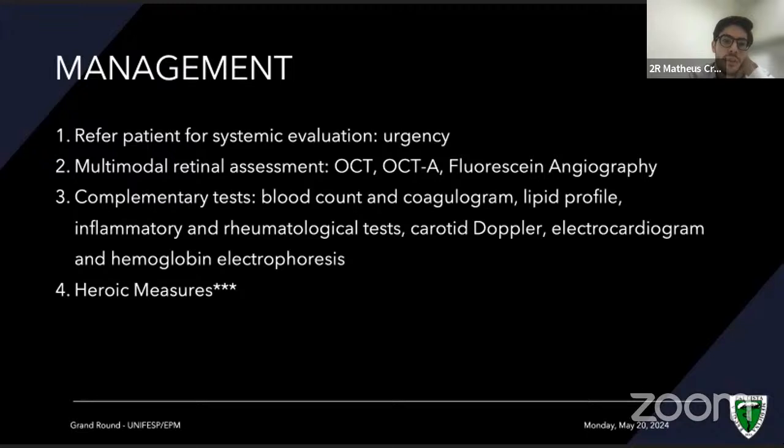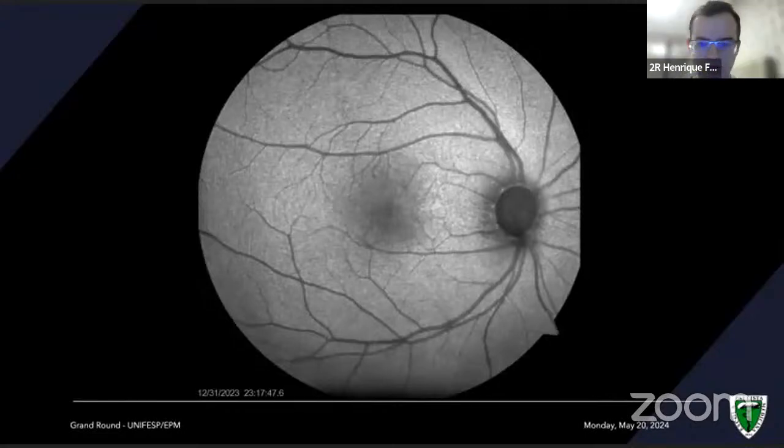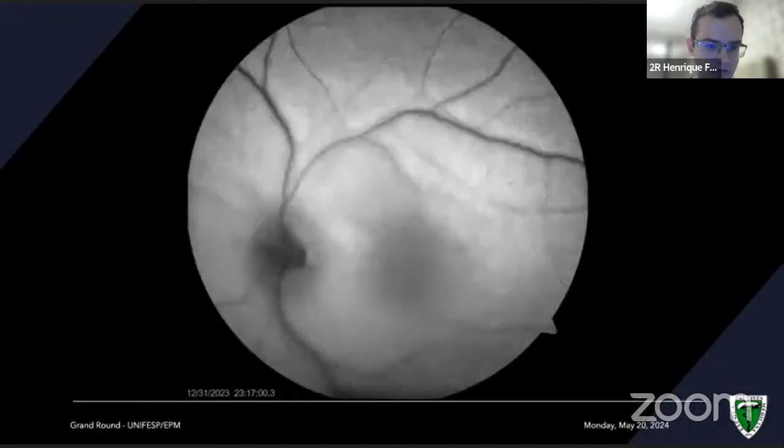But he was referred to our service 7 days after the low vision occurred. And so in the autofluorescence exam, in the fundus autofluorescence of the right eye, we have a normal exam. In the fundus autofluorescence of the left eye, we have this diffuse hyperautofluorescence in the posterior pole.